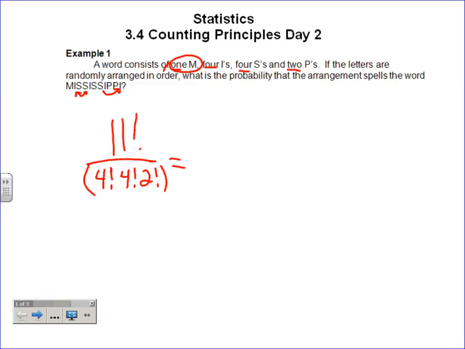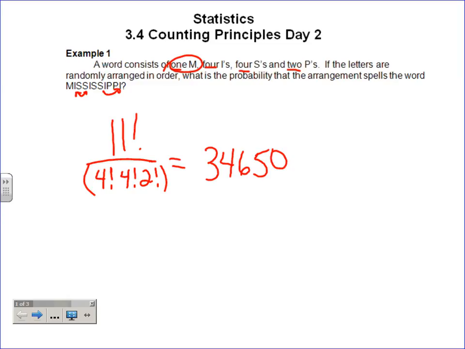Yes. And what? 15? Okay. Now, okay, what's this all mean then? What's the probability? We still haven't written that. We know that I can jumble up those letters in 34,650 distinguishable ways. So that's the total number of ways I can jumble it up.